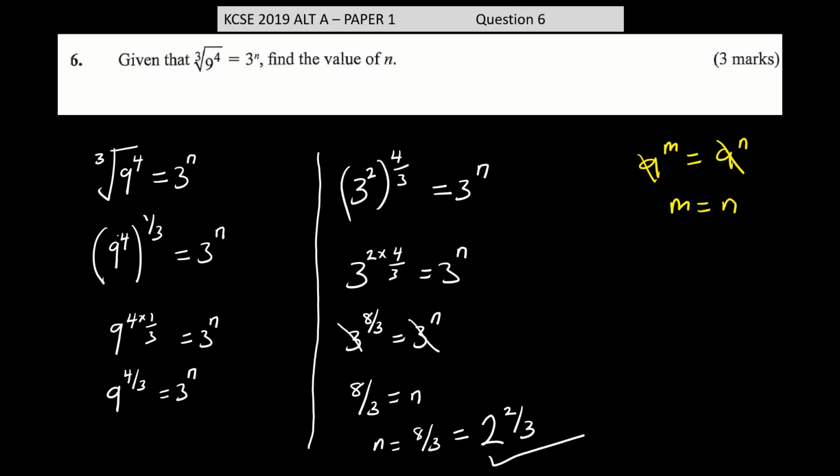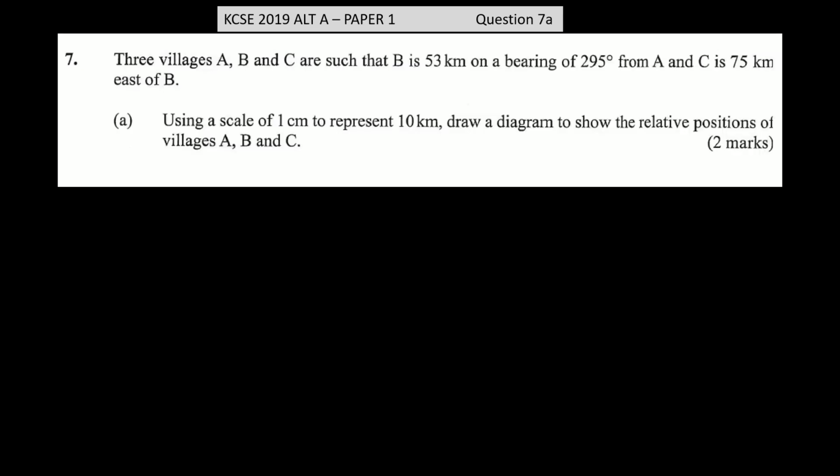This is question 7 of the KCSE 2019 Alternative A, Paper 1. The question states 3 villages A, B, and C are such that B is 50 km on a bearing of 295 degrees from A, and C is 75 km east of B. Part A of the question states, using a scale of 1 cm to represent 10 km, draw a diagram to show the relative positions of villages A, B, and C. And the question carries 2 marks. So let's get started with this question.